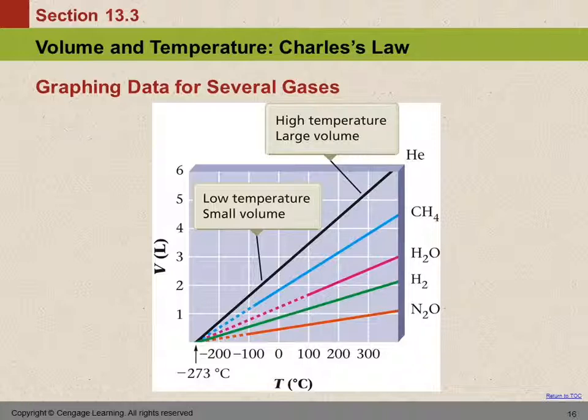Here's a graph showing the volume of gas versus the temperature. So they took a sample of a gas and kept the amount of gas constant and kept the pressure constant, and changed the temperature and looked at what happened with the volume. As we see, we get nice straight lines here.